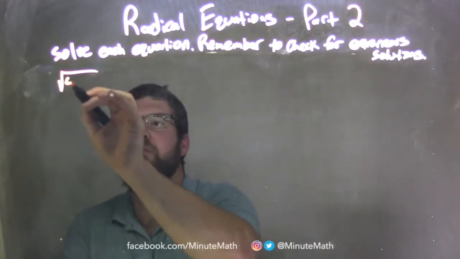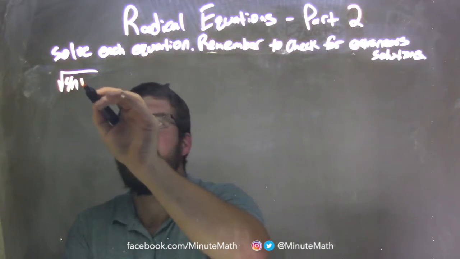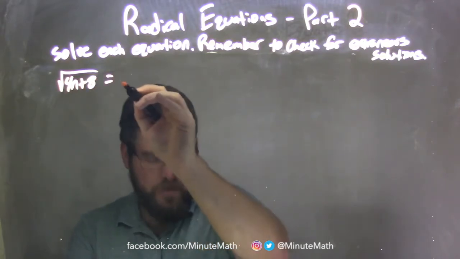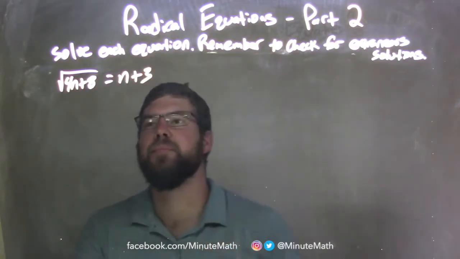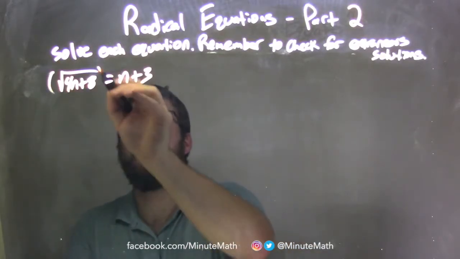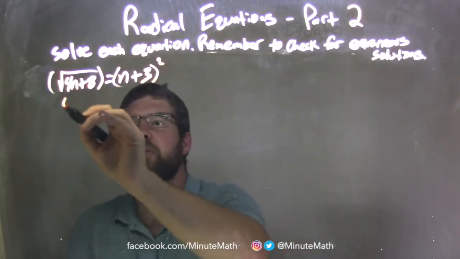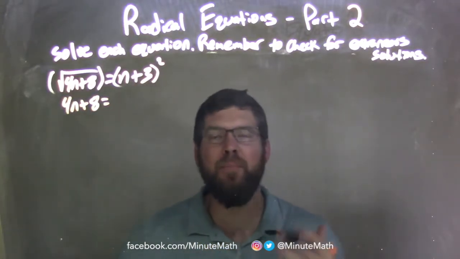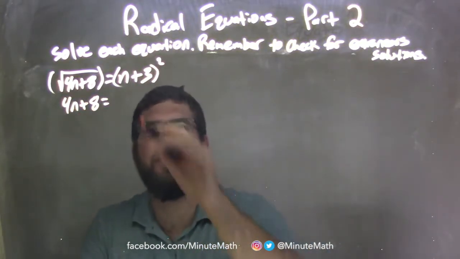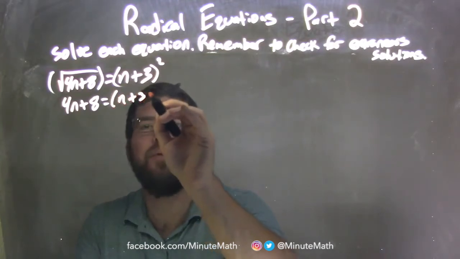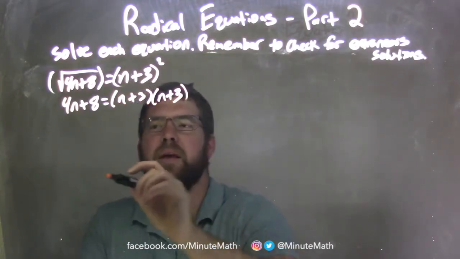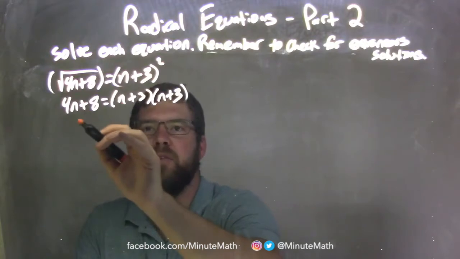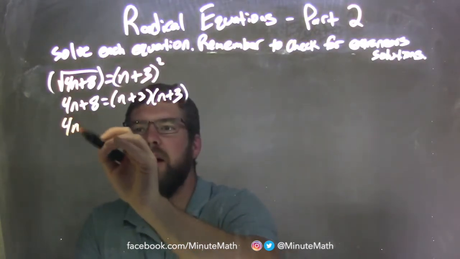Equation: the square root of 4n plus 8 equals n plus 3. Okay? Square both sides, let's eliminate that radical. That leaves me with 4n plus 8 equals n plus 3 squared, right, which is n plus 3 times n plus 3, so let's write that out. N plus 3, n plus 3. Now I need to distribute when we multiply, right? So I'm going to leave the 4n plus 8.